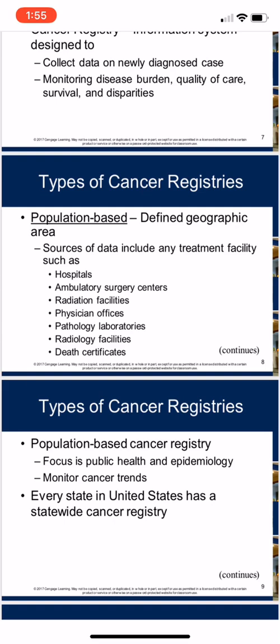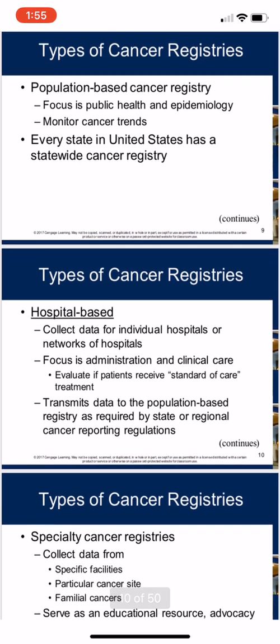Sources of data for the population-based registry include treatment facilities, including hospitals, ambulatory surgery centers, radiation facilities, physician offices, pathology laboratories, radiology facilities, and other population-based cancer registries and death certificates. The focus of the population-based cancer registry is on public health and epidemiology. The registry is useful for monitoring cancer trends and patterns of cancer in the population. Currently, every state in the United States has a statewide cancer registry.